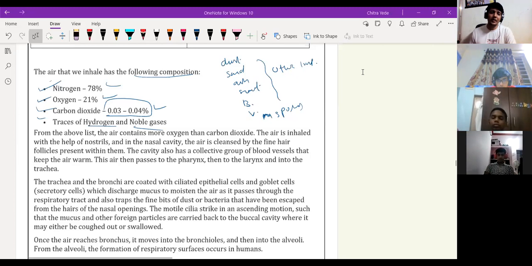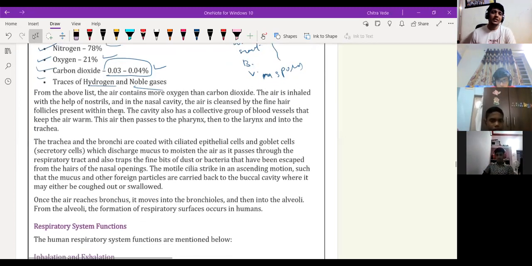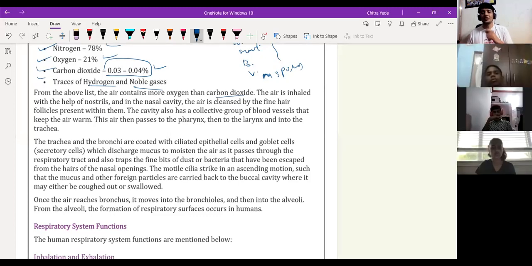We have only 1 minute left. From the above list, the air contains more oxygen than carbon dioxide. There is a difference in the concentration of gases in air and in our blood capillaries. Due to diffusion, gases flow from higher concentration to lower concentration, and because of this diffusion process, exchange of gases takes place.